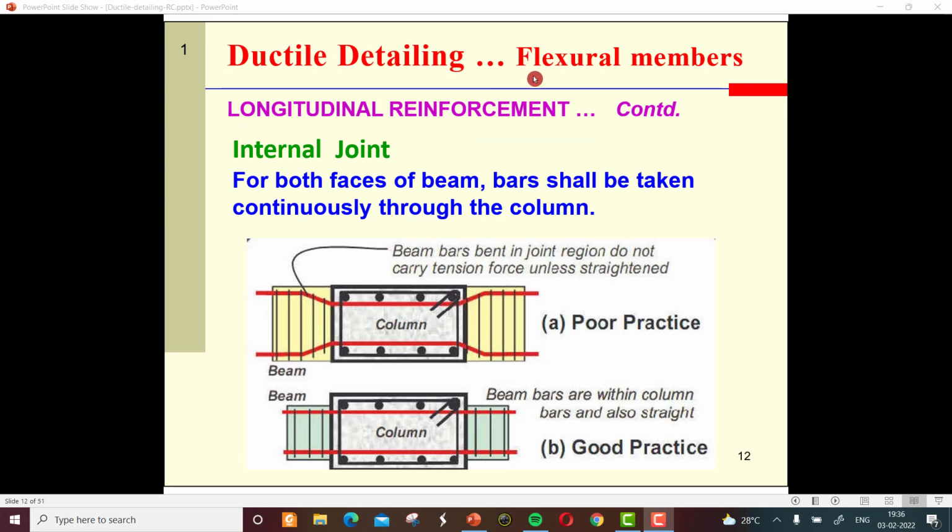And in the case of ductile detailing of flexural members, for the internal joint, that is, the beams passing through the column, we should not provide a crank or bend in the beam reinforcement. Instead, reduce the width of the beam so that the beam reinforcement goes inside the column reinforcement. You can see here the beam width is equal to the column width. If it is like that, there is a requirement for bending the beam reinforcement, so it's a poor practice. Go for a reduced width of the beam.